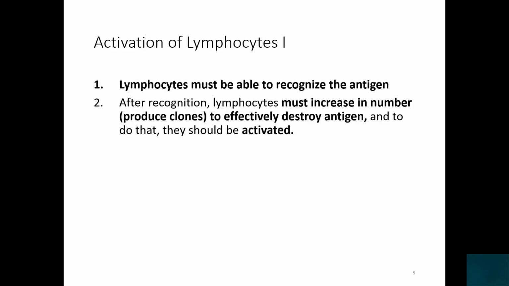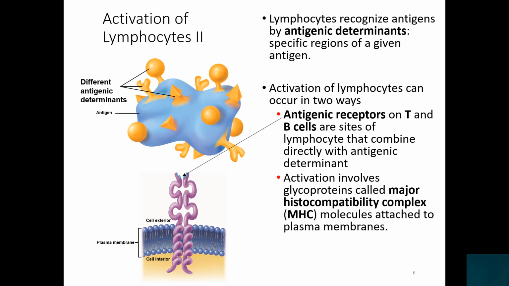Let's talk about activation of lymphocytes right now. So, when our lymphocytes are traveling through the blood and they are in the tissues, when they see bacteria or virus, they should be able to recognize those foreign antigens on the surface of bacteria or virus. After they recognize the antigens, they must increase in number so they could effectively destroy all of those antigens, all of those bacteria, all of those viruses. And to do that, to produce clones, they should be activated. So how do we activate our lymphocytes to fight some specific bacteria or some specific virus?